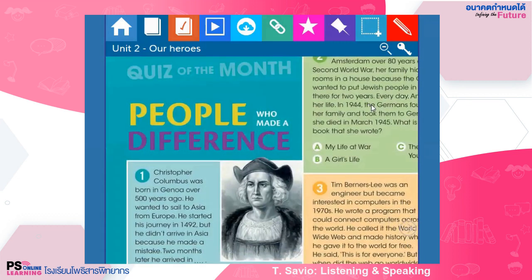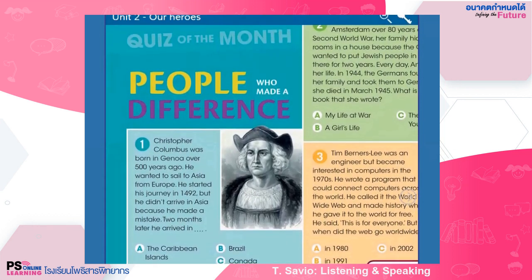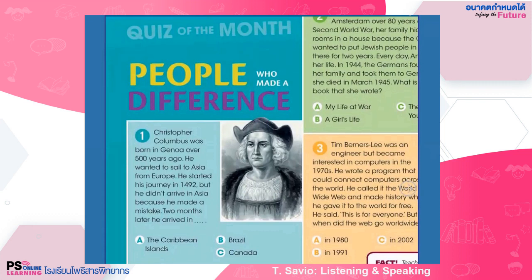Quiz of the month. People who made a difference. Christopher Columbus was born in Genoa over 500 years ago. He wanted to sail to Asia from Europe. He started his journey in 1492, but he didn't arrive in Asia because he made a mistake. 2 months later, he arrived in A. The Caribbean islands, B. Brazil, C. Canada.